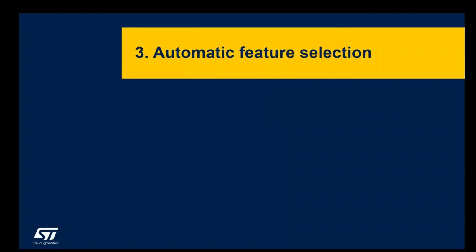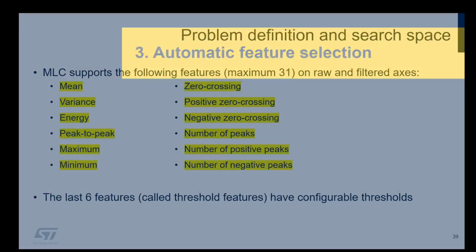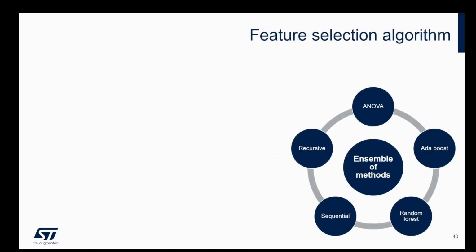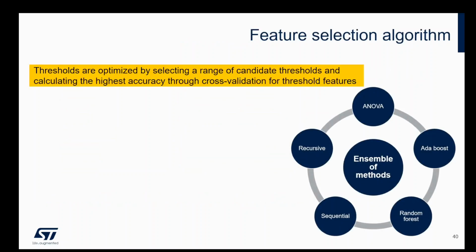Next is features. In a machine learning algorithm, this is one of the most important parts: feature engineering. In features, the machine learning core supports a maximum of 31 features: mean, variance, energy, peak to peak, maxima, minima. And then there are threshold features, which are zero crossings, positive and negative, and number of peaks, positive or negative. So we have an ensemble of methods that can be used. For thresholds, for example, how do you determine your zero crossing threshold?